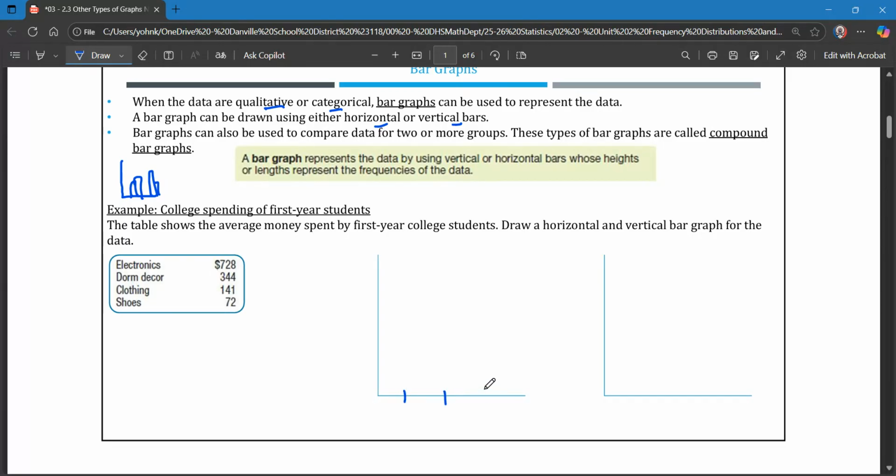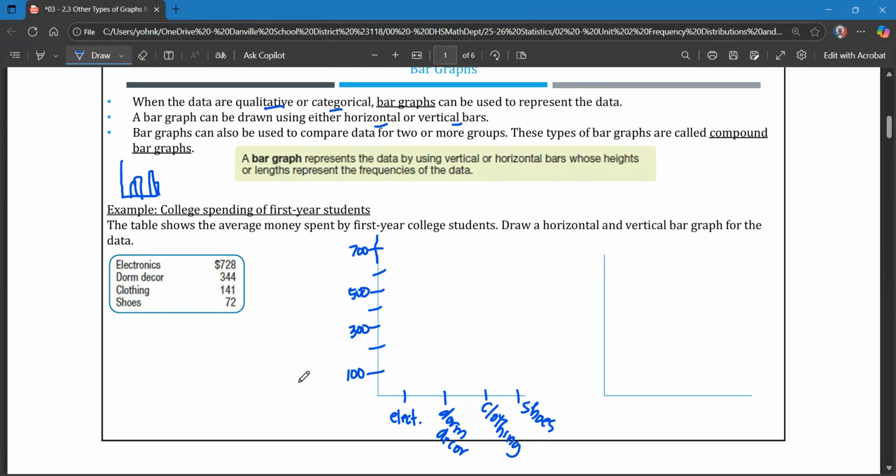So along the bottom, we're going to have electronics. We're going to have, maybe I should go sideways, dorm decor. And then we're going to have clothing and shoes. And then along the vertical, you're going to have your frequency, the values. I need to go from 72 to 728. So I'm thinking maybe I'm going to count by hundreds. So there's 100, 2, 3, 4, 5, 6, and 7. Then you'll want to label these, or at least every other.